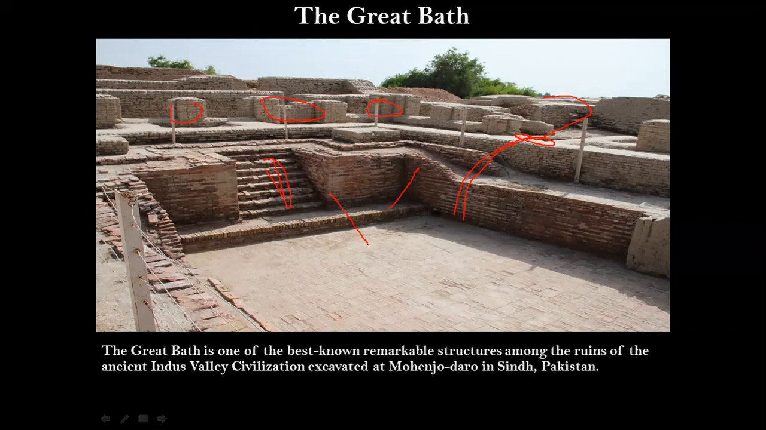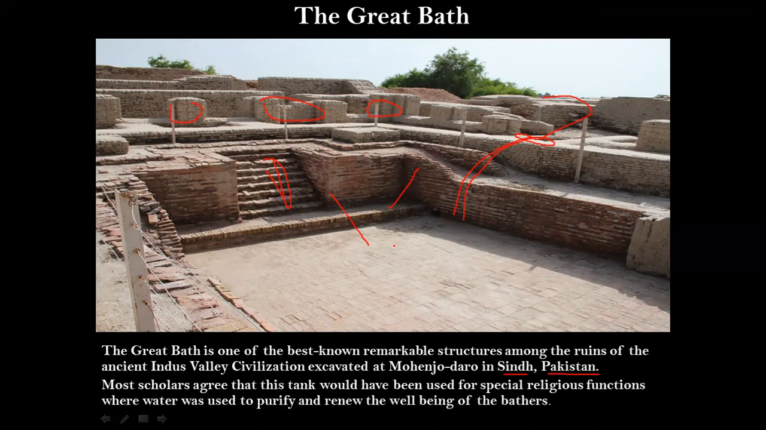The Great Bath is one of the best known remarkable structures among the ruins of the ancient Indus Valley civilization, excavated at Mohenjo-daro in Sindh, Pakistan. So for an MCQ type of question, this Great Bath is located in Sindh, which is now in Pakistan after the partition of India. Most scholars agree that this tank would have been used for special religious functions where water was used to purify and renew the well-being of the bathers.